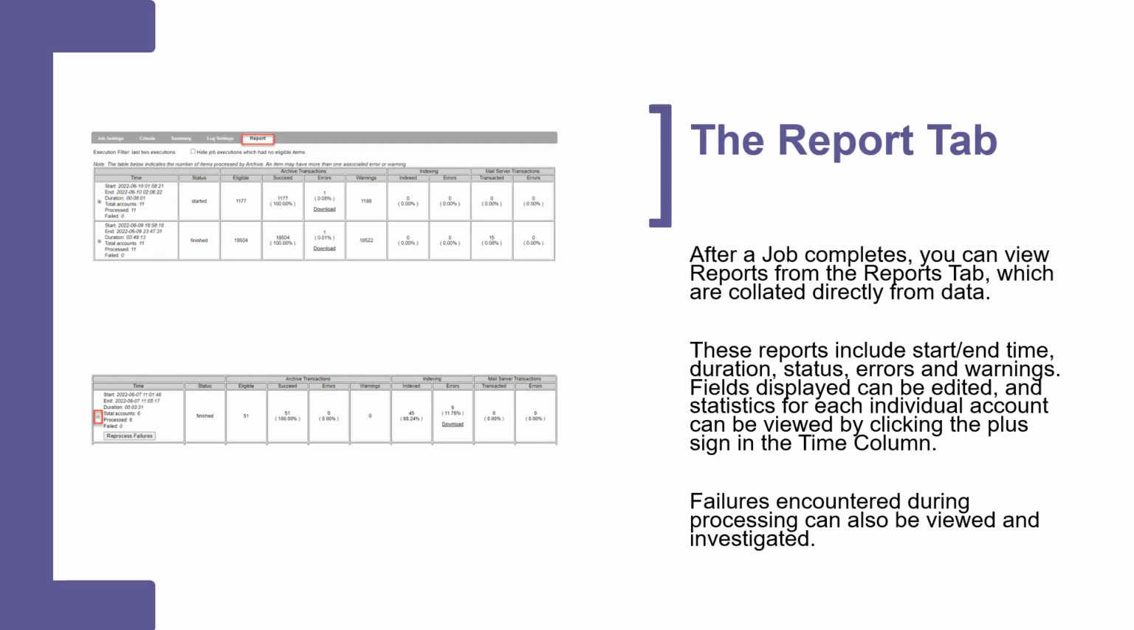If you've enabled logging, you can view reports collated from your data directly from the Reports tab. These reports include a myriad of items and include start and end times, status, errors, and warnings. The fields displayed on the reports can be edited, and statistics for each individual account can be viewed by clicking the plus sign in the time column. Failures encountered during processing can also be reviewed and investigated, among many other things.